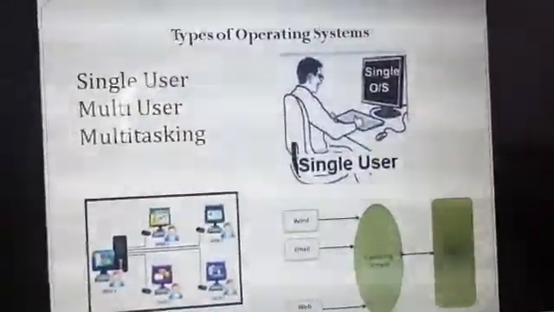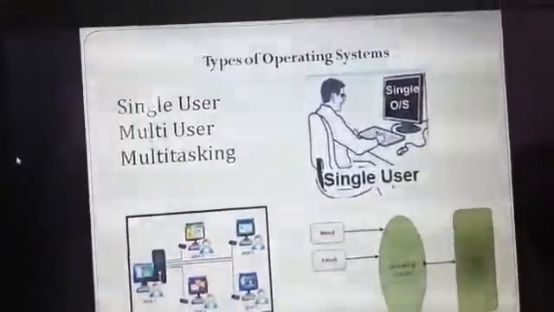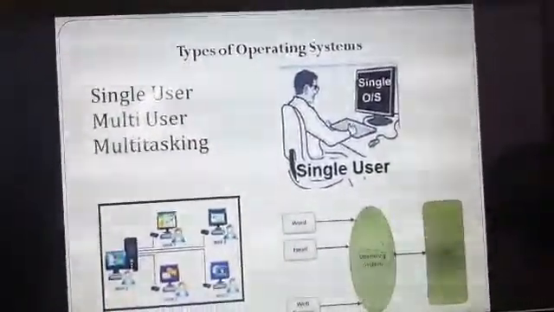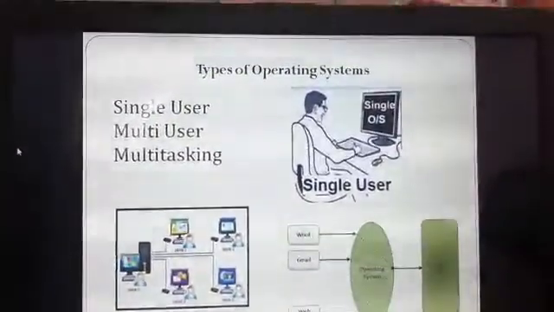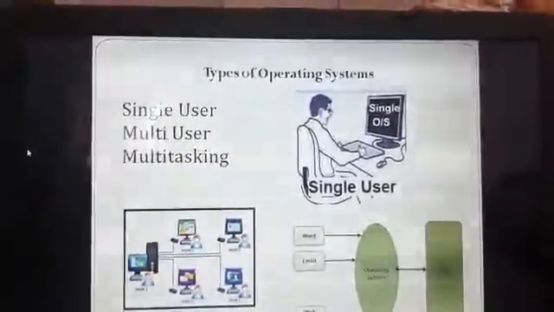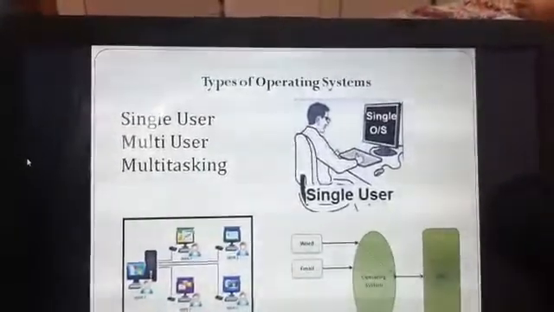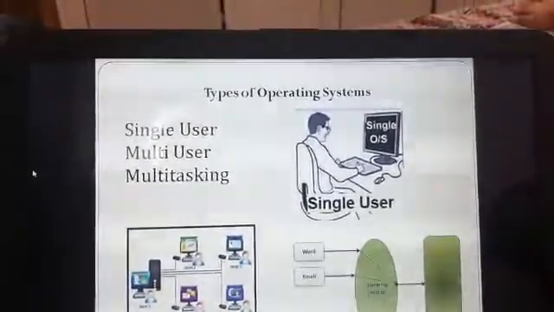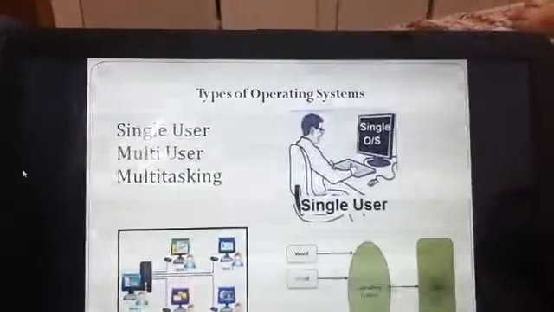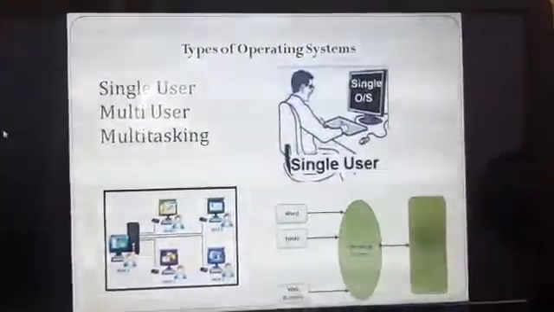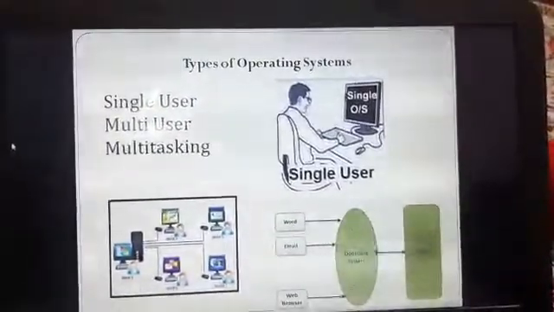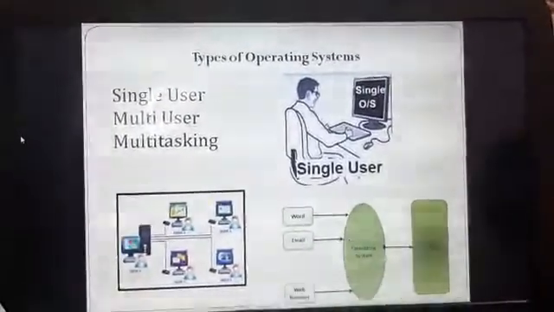First of all, the single user operating system. A single user operating system allows only one user to use the computer system at any given time. This is the most common type of computer operating system, used in homes, offices, or schools. Single user means one user can use one computer at a time.